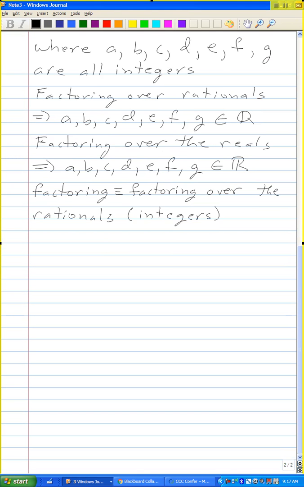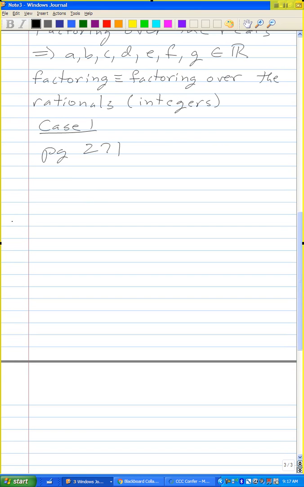Let me first start doing examples for case one. So let's look at page 271. In exercises 13 through 48, factor the trinomial. So let's do that. So let's start with problem number, let's say 14. x squared plus 8x plus 7.